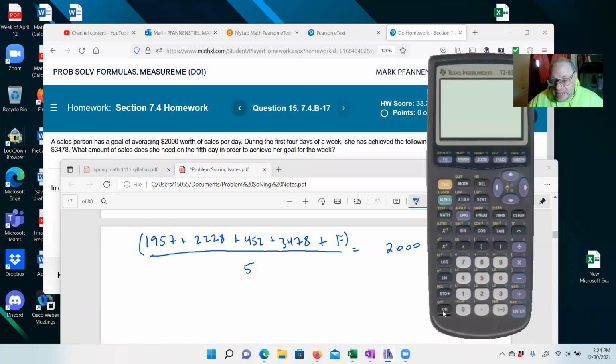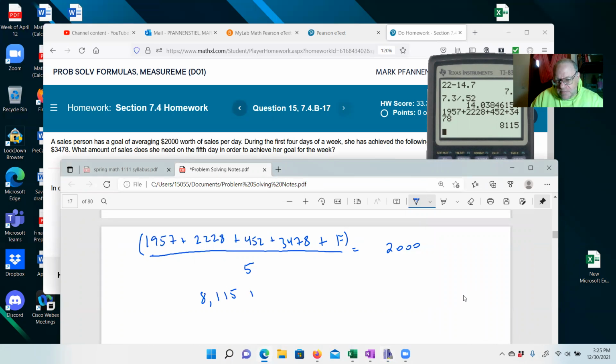So what I would do here, you don't have to do this, you could do these steps in a slightly different order, it'll be fine. 2228 plus 452 plus 3478. And again, I can't add the F to it. It's just plus F. So here we have 8,115 plus F divided by 5 is equal to 2,000. That's all I did with the parentheses. I just added up the stuff I could.